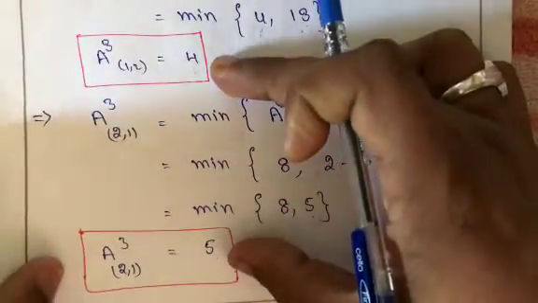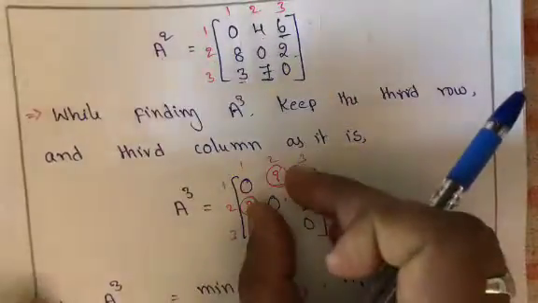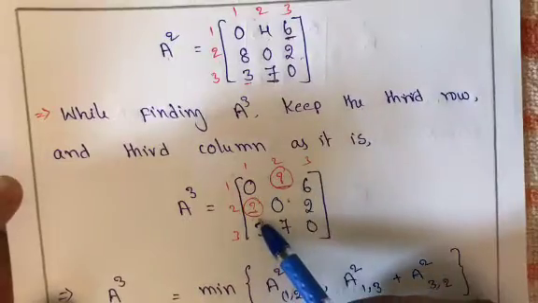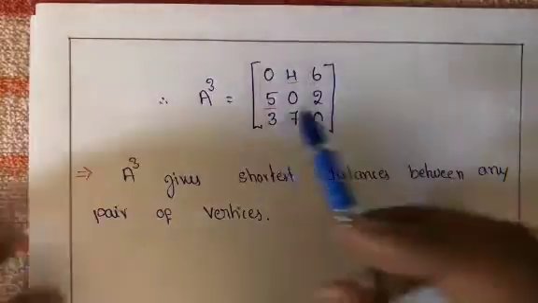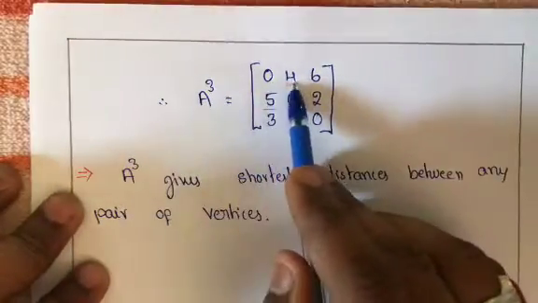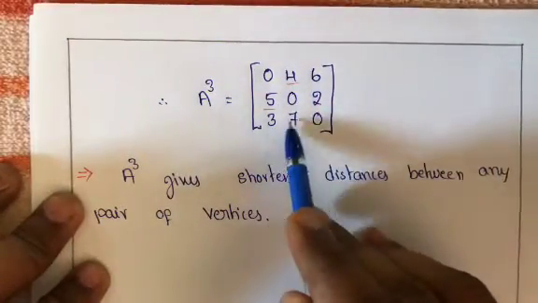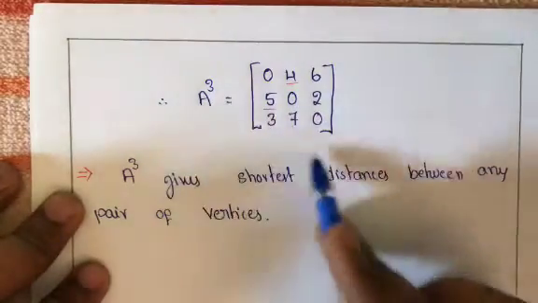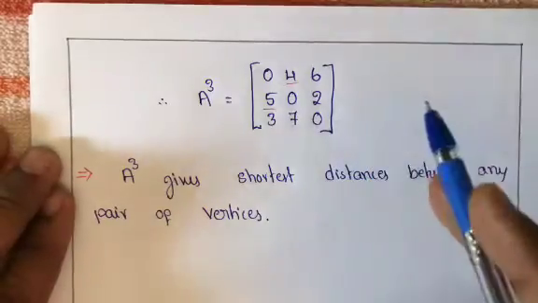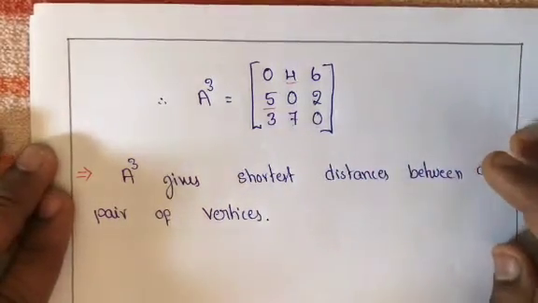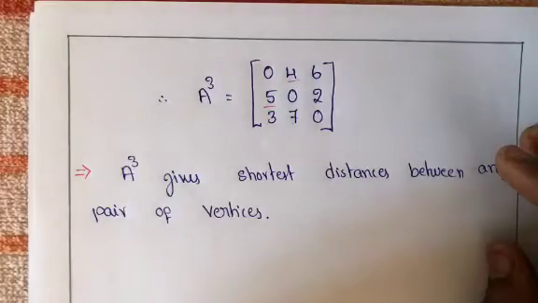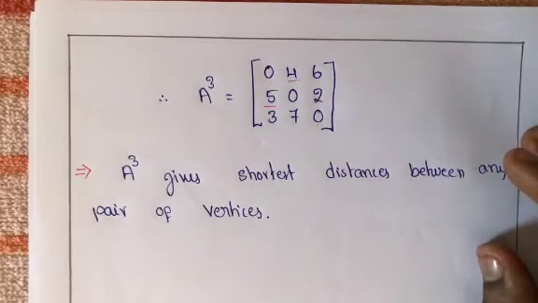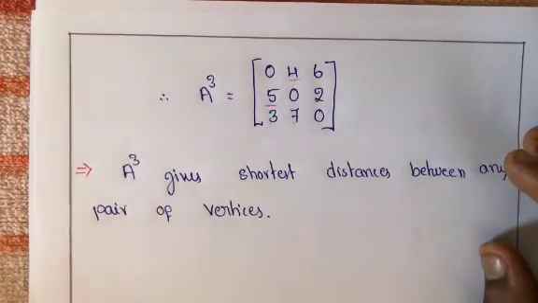So I need to replace these two values here: 4 here and 5 here. So the matrix A3 becomes 0 4 6, 5 0 2, 3 7 0. Right? This is the final matrix which contains all the minimum distances between each and every pair of vertices or nodes. Right? So thank you.